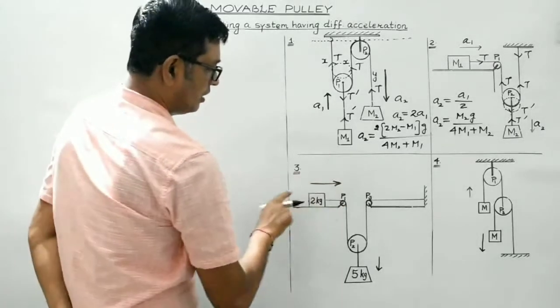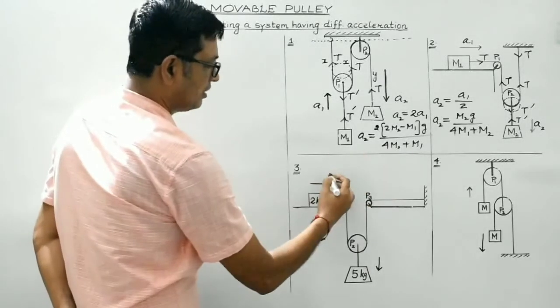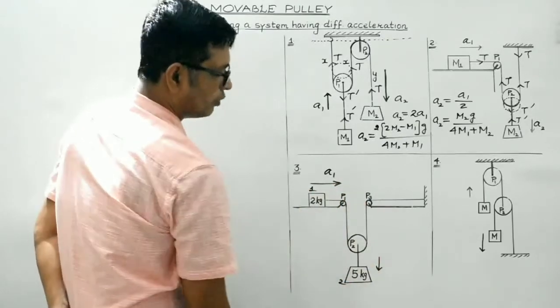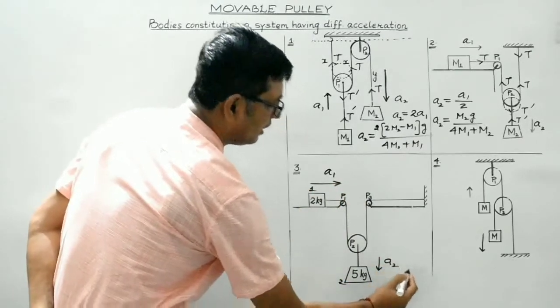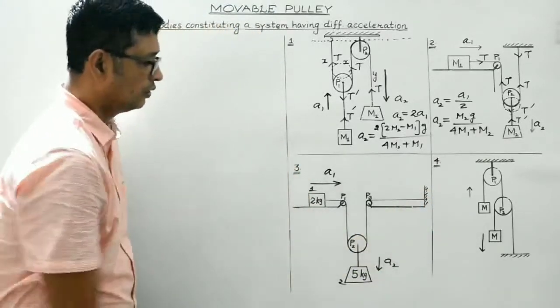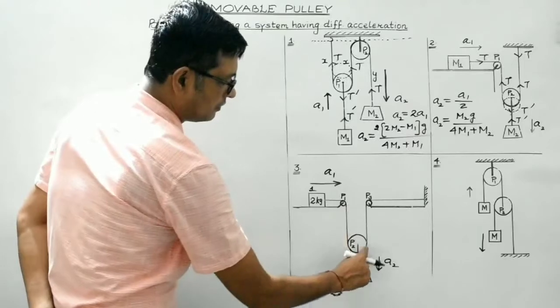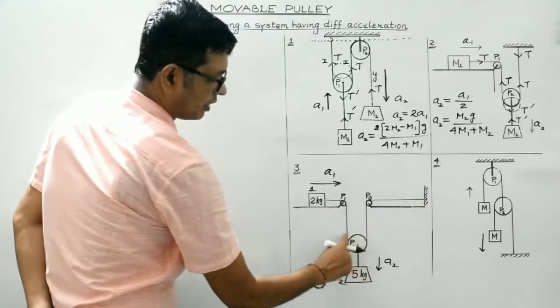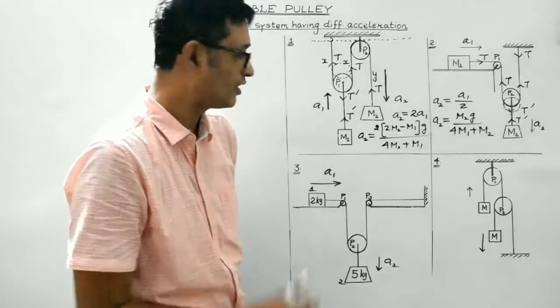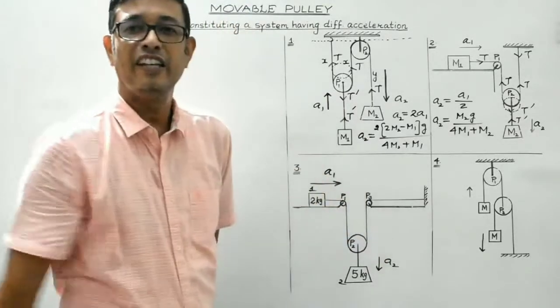Suppose it is getting accelerated towards right. Let us consider it to be A1. This is the first body and this is, suppose, the second body. Its acceleration, suppose, is A2. This is a fixed, rigid end, right? So there is a single string and there is another string. So again, let's find out the relationship between A1 and A2.